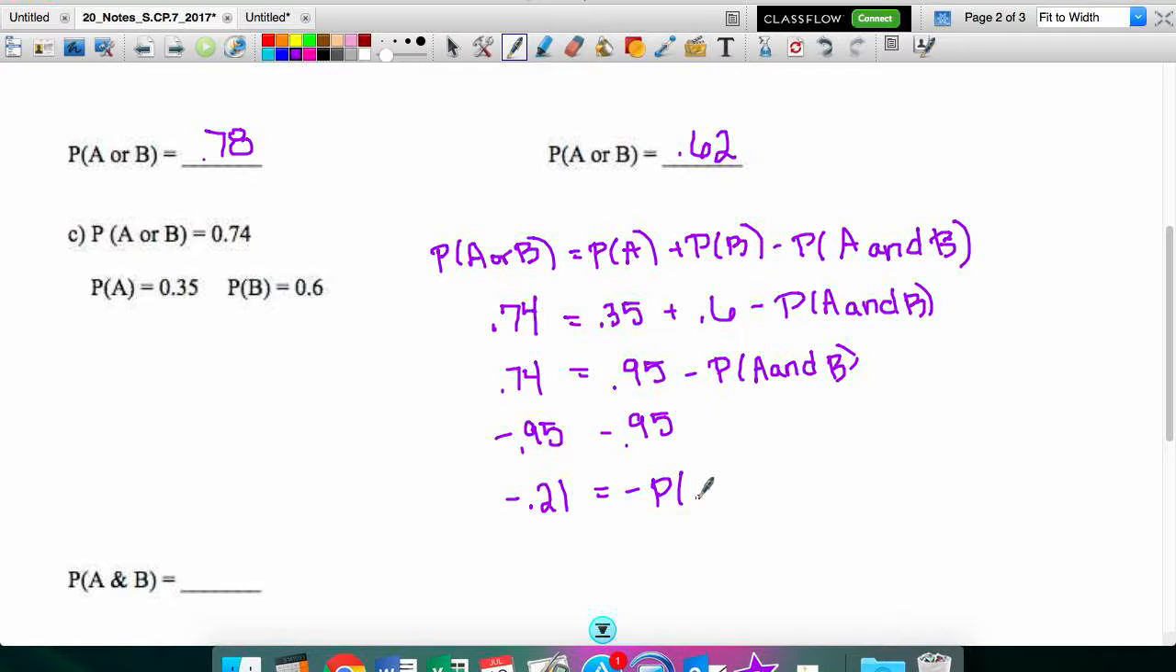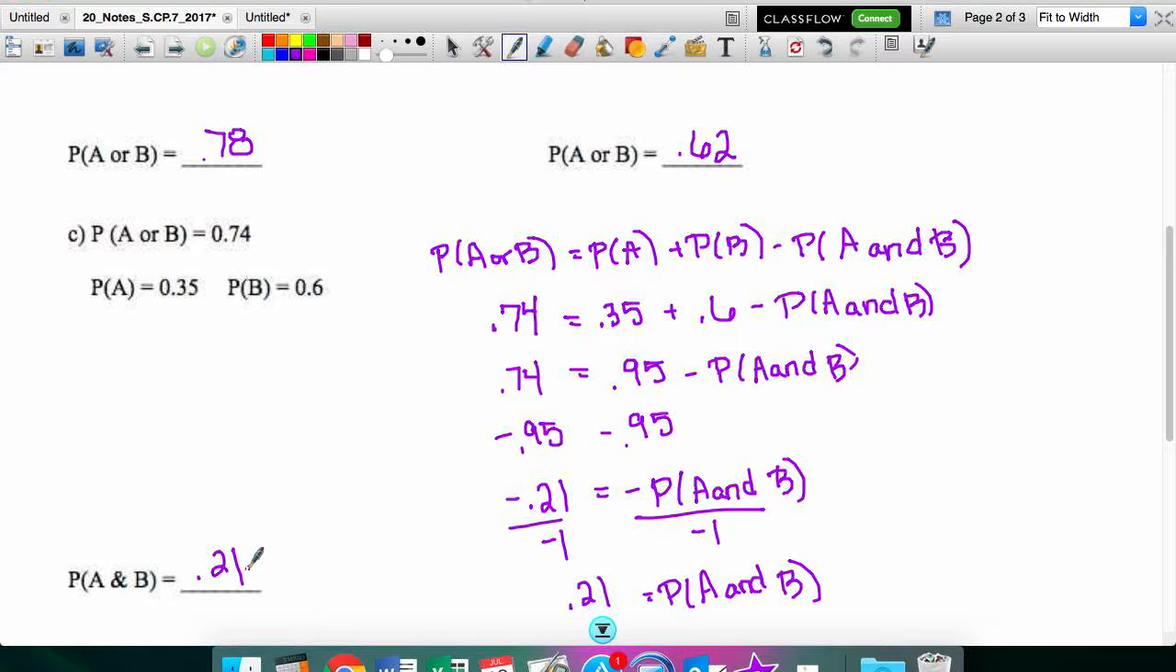And on the right-hand side, I still have a negative probability of A and B. To get rid of the negative, you can think of this as a ghost -1 and divide by it to get rid of it. This tells me that the probability of A and B will be equal to the positive probability of 0.21. And that's our final answer.